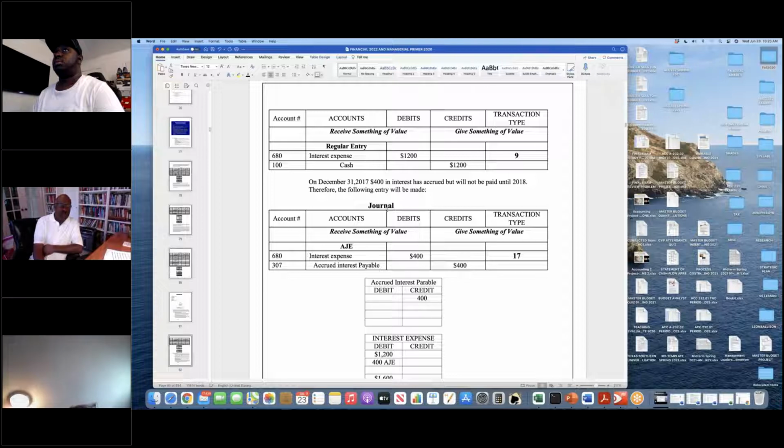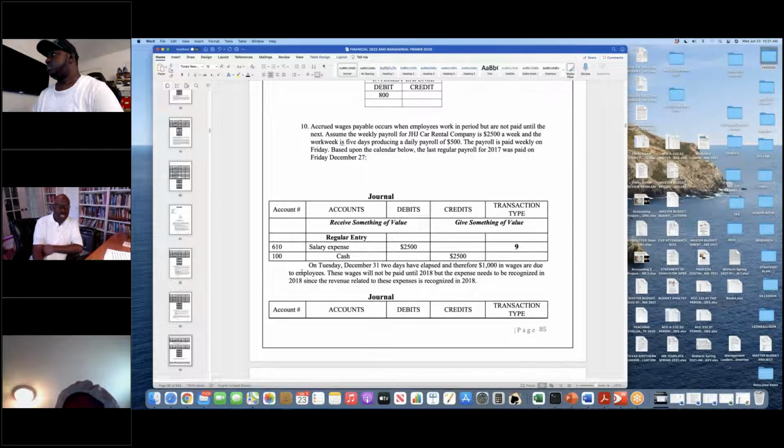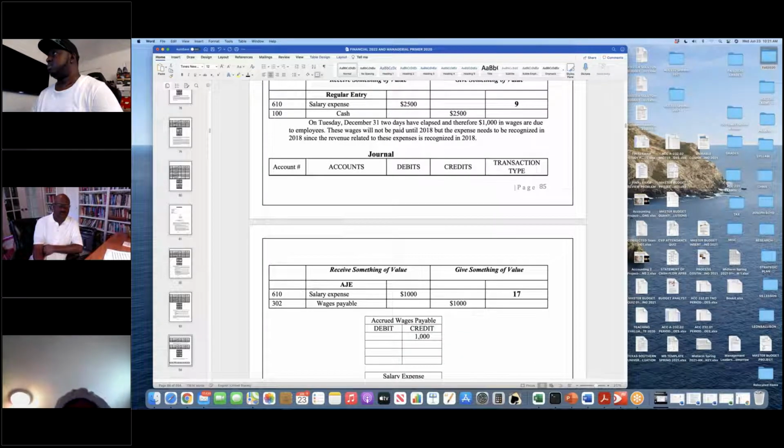If we're accruing expense such as interest, that's always the AJE. Most times we're accruing salaries. So whenever it says accrued salaries payable, accrued wages payable, typically I'm going to give you the dollar amount. This is the AJE. So the AJE does not change.